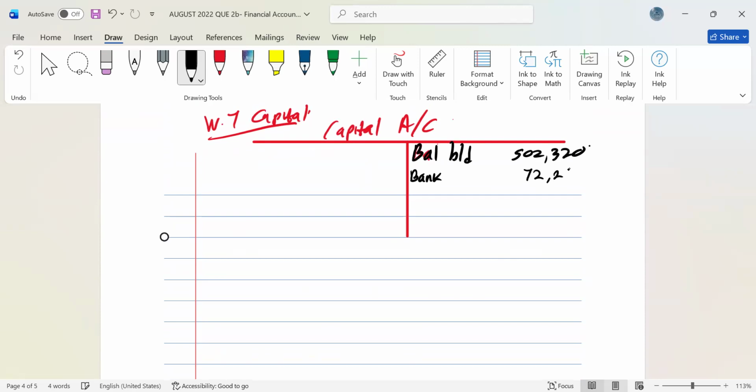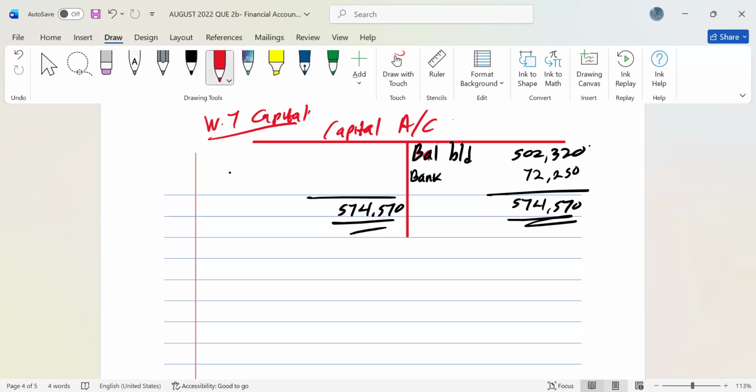72,250. That is it. So we add this. We add that, we get 574,570. So this one simply means that as we speak, the capital employed by this particular investor is a total of 574,570. So this one automatically becomes our balance carried down, the balancing figure.